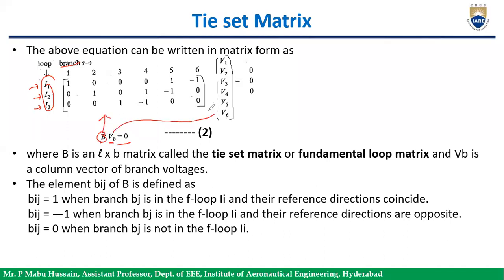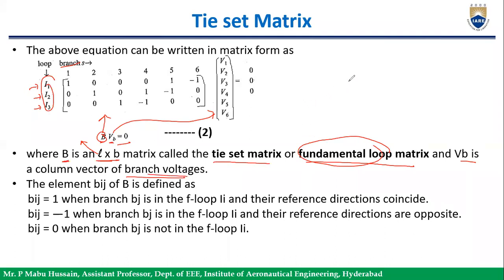And VB is a column vector of branch voltages. The order of this B will generally be L by B. Here L is nothing but link currents or loop currents, you can say, and B is the number of branches. So L by B is the order of the matrix, which is called the tie-set matrix. This tie-set matrix we can also call a fundamental loop matrix. Why? Because you are getting this matrix from the fundamental loops only. And VB is a column vector which has all the branch voltages.